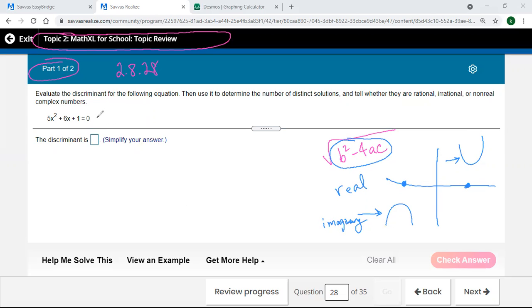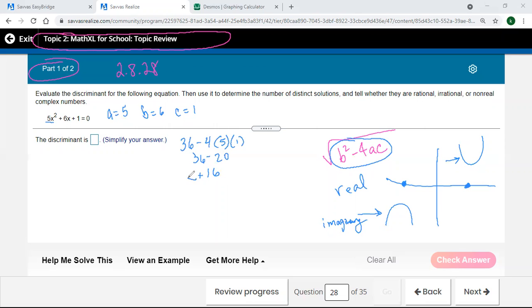So in this case, a here is the 5, and b is the 6, and c is the 1. So b squared would be 36 minus 4 times 5, 4ac, times 1. So 36 minus 20 is 16.